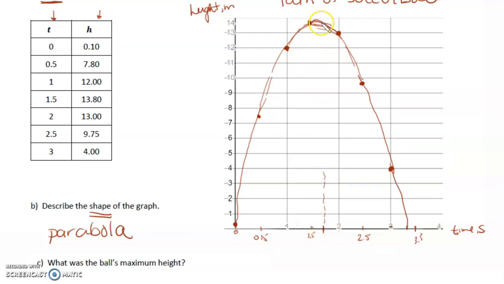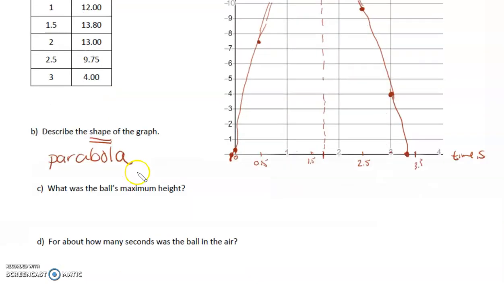It's going to be halfway between maybe 1.5 and 2, but it's going to be halfway between this ground point here and this ground point here. So we can call this 14. So what was the ball's maximum height? 14 meters. Don't forget to put the units because this is applied to an actual word problem.